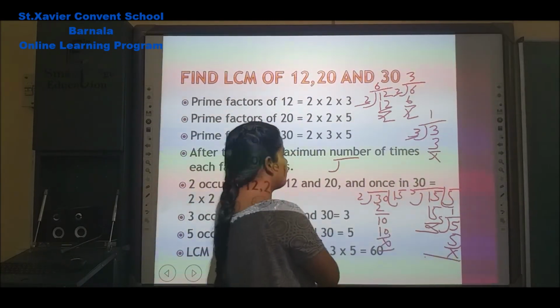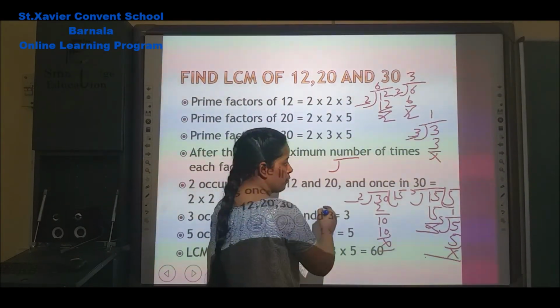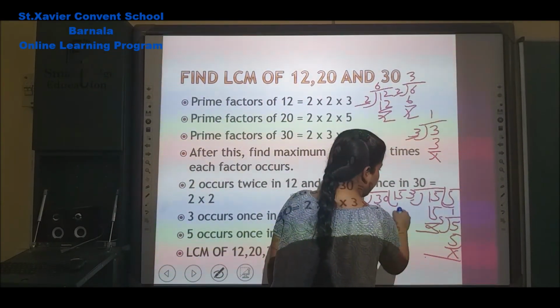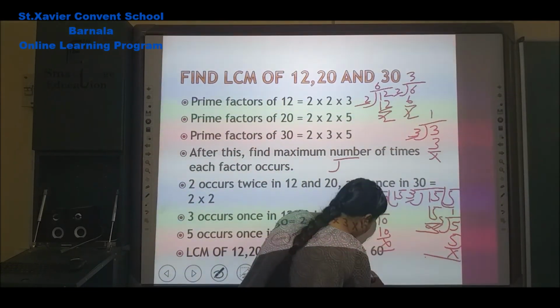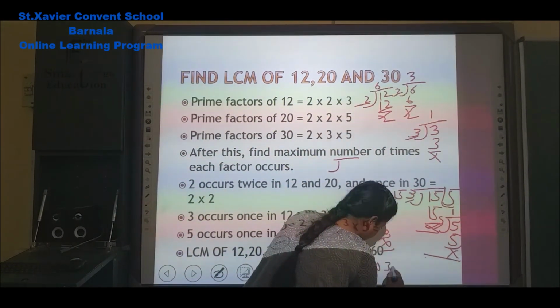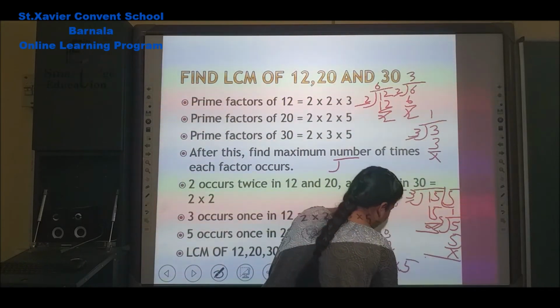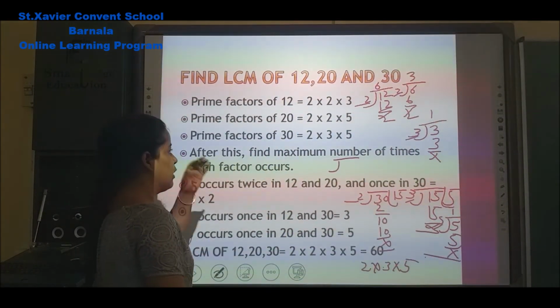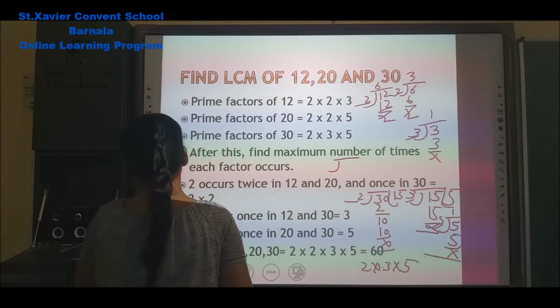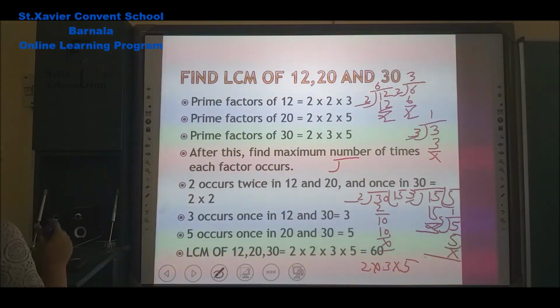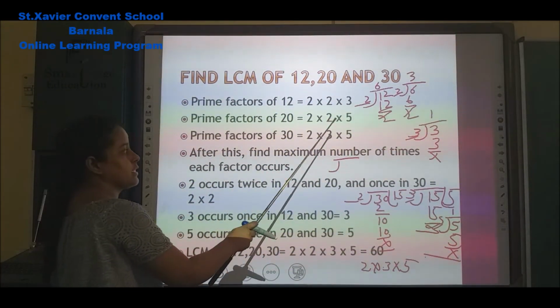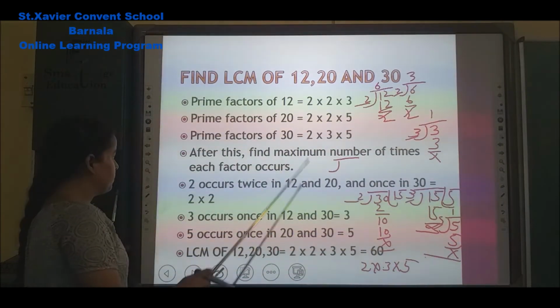So the prime factors of 30 are 2, 3 and 5. 2 multiplied by 3 multiplied by 5. These are the prime factors of 30. 2 multiplied by 3 multiplied by 5 is equal to 30. 2 multiplied by 3 is equal to 6. 6 multiplied by 5 is equal to 30.